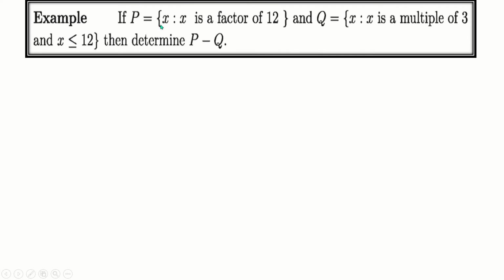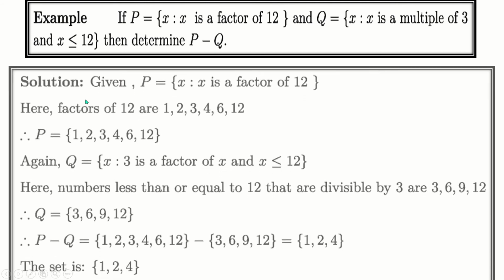Example 6. If P equal to {x such that x is a factor of 12}, Q equal to {x such that x is a multiple of 3 and x less than or equal to 12}, then determine P delete Q, or P minus Q, or we can use here P slash Q. That means difference of two sets. Clear? Now follow the solution.